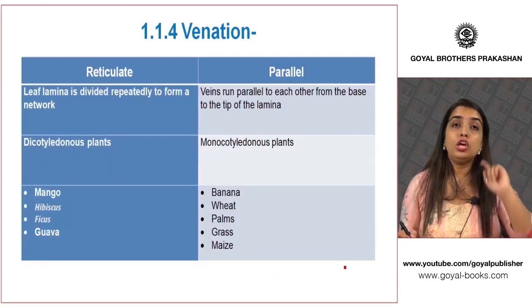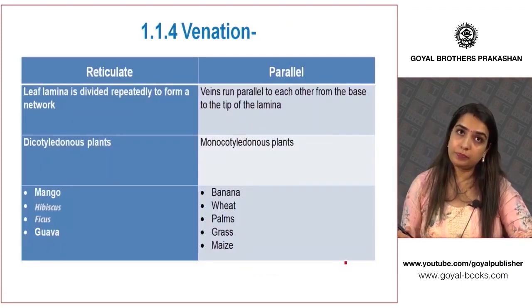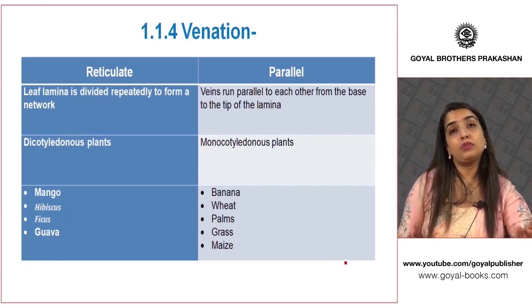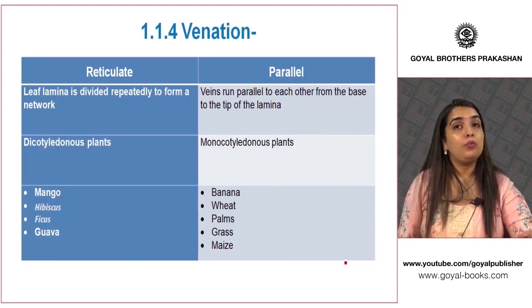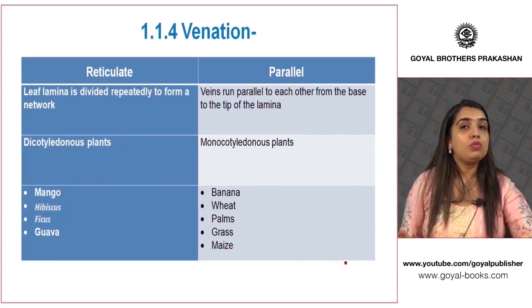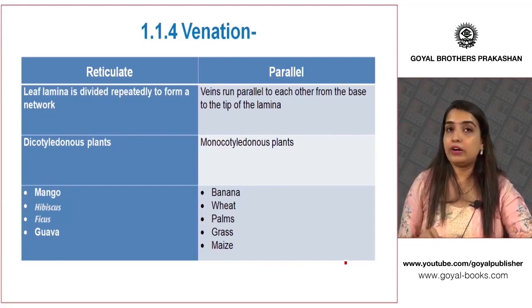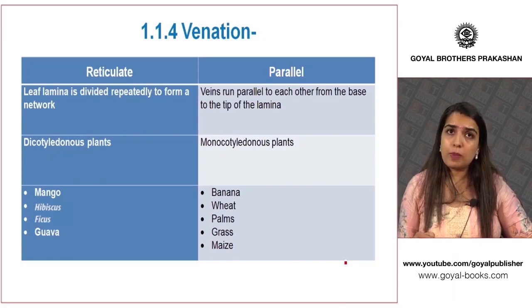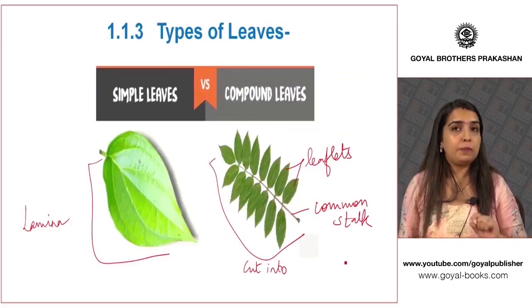Now we come on to another subtopic, that is venation. When we were discussing the structure of the leaf, we did mention venation, that is how the veins in a leaf are arranged. And you might be wondering what veins are. Let's go back to the previous slide to the picture.